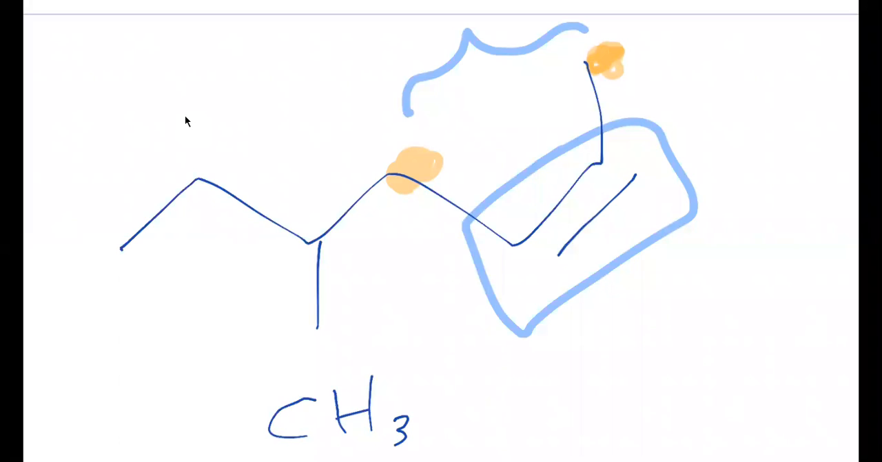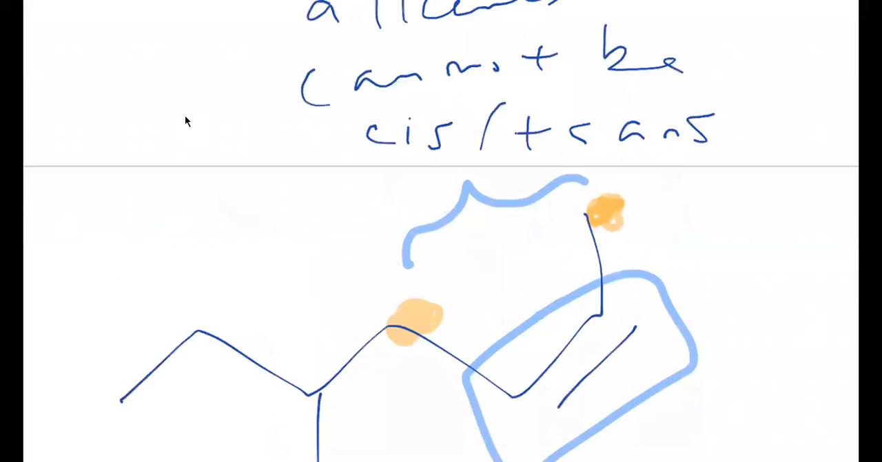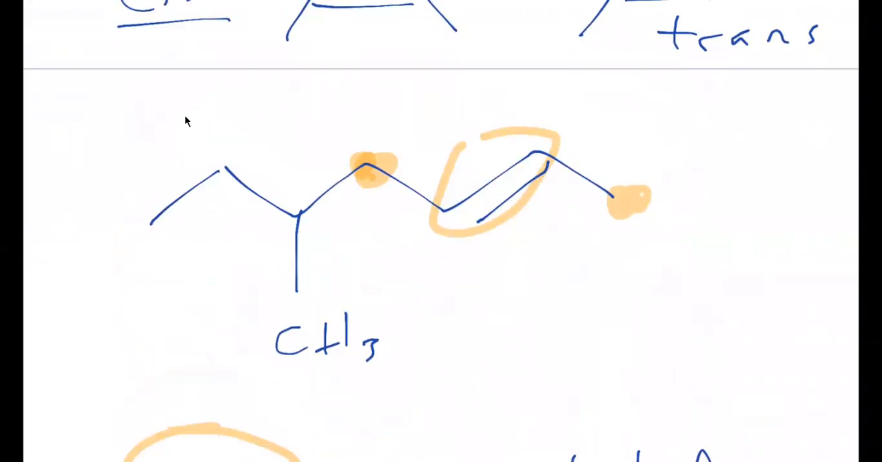You following? Yeah. What does the trans look like again? So the trans would be like this, right? You see how the groups attached to the double bond are on opposite sides? Oh, okay, yeah, I got you.